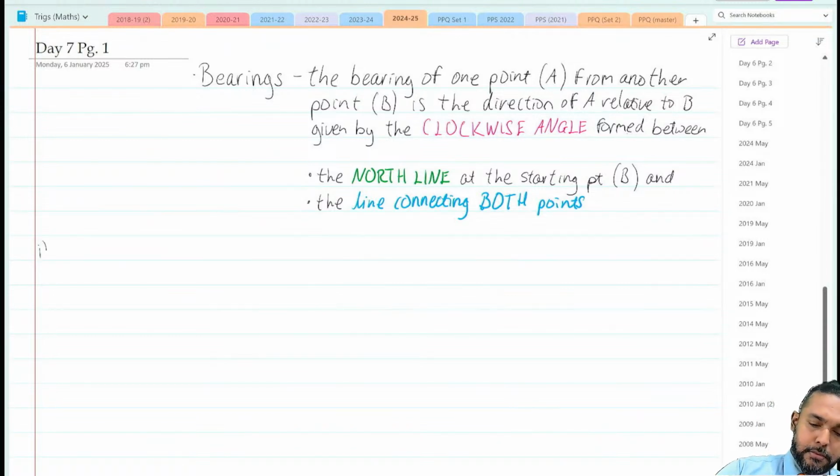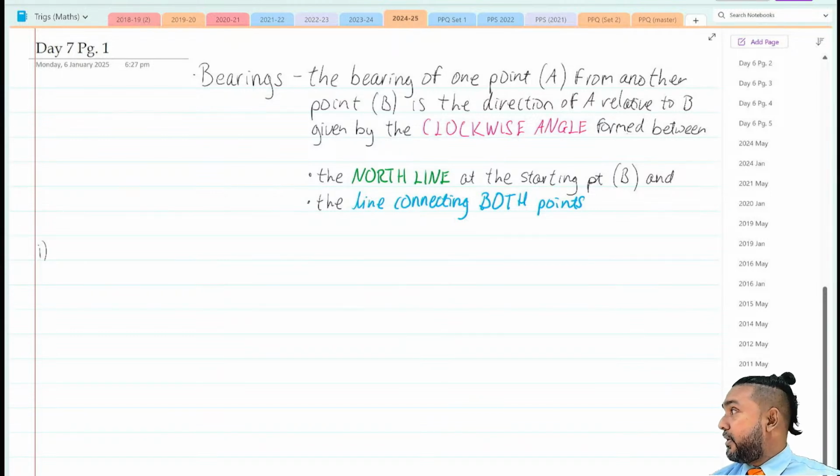So when I say the north line, I am talking about north as in the cardinal direction, cardinal points being north, south, east, west. Sorry, one second. Somebody coming out of the room. Okay, cool.